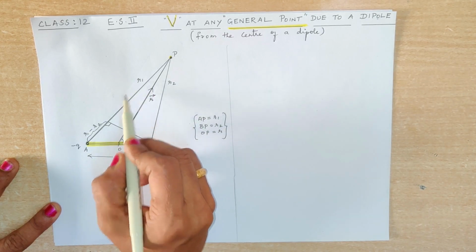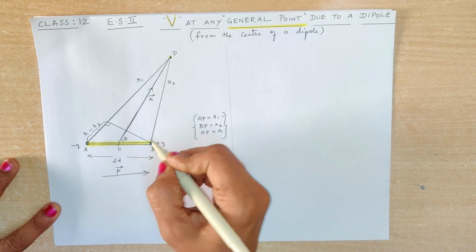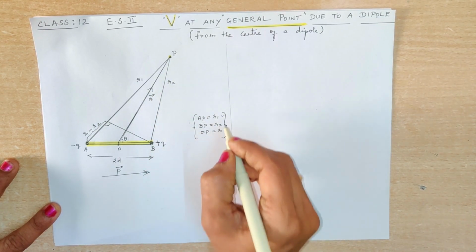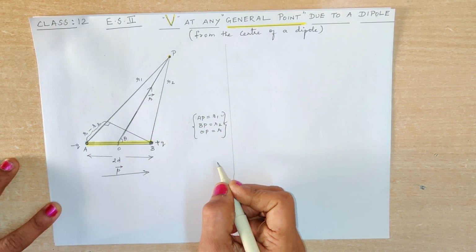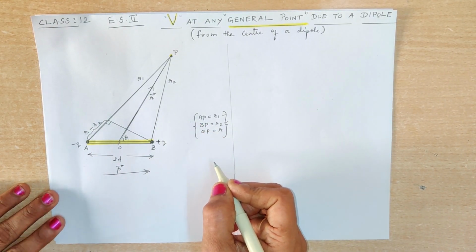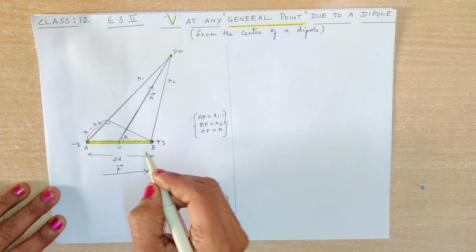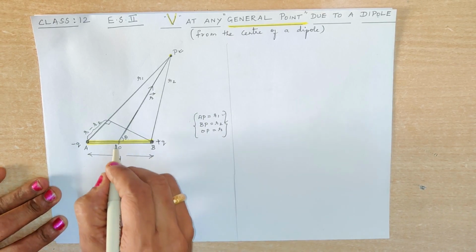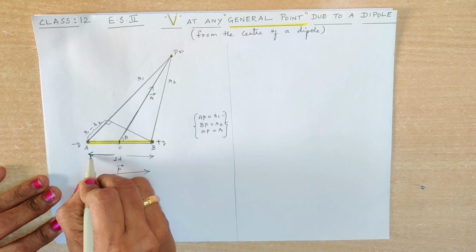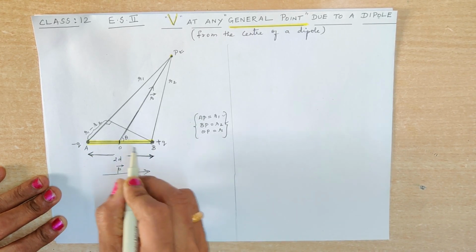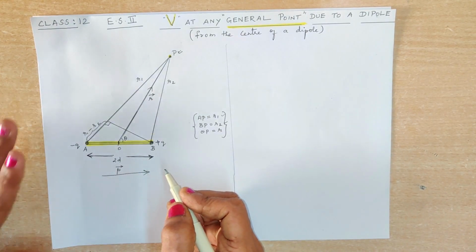R1 is the distance A to P, and BP is the distance from B to P, with respect to the plus charge. It is R2, and OP is nothing but the R distance given here. And we are going to discuss the electric potential at this reference point P, which lies anywhere, that is any general point, due to the dipole. The length of the dipole, as before, is 2D: from the center it is D and D, total 2D. This is a description of the diagram.